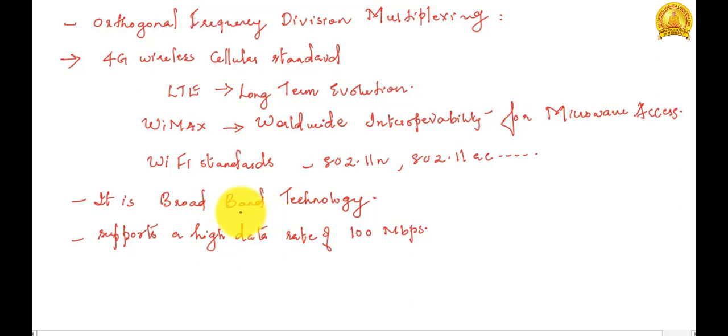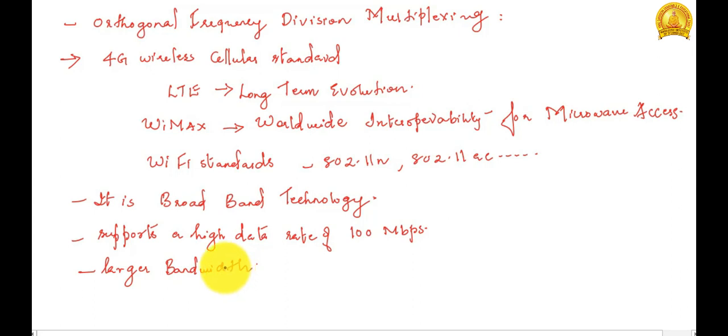And what do you mean by broadband technology? Broadband means what? A higher bandwidth. Am I right? So broadband means larger bandwidth. So we can say OFDM supports a larger bandwidth as well. So OFDM operates on a larger bandwidth.